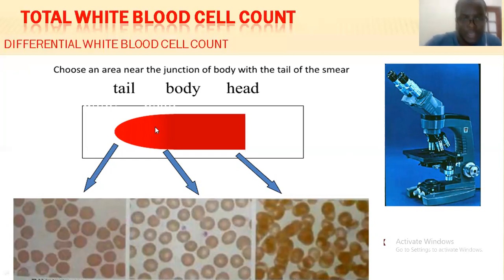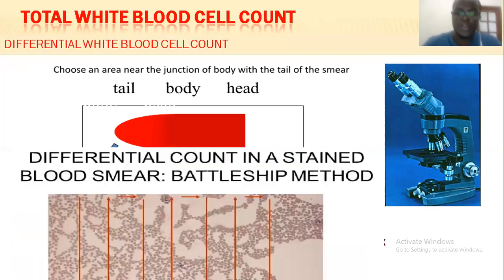So somewhere here, the junction between the tail and the body, this is where you do your differential white blood cell count. It will allow you to do a differential white cell count twice because these cells are separated. So you're able to differentiate them and to appreciate them. So how do you do that?